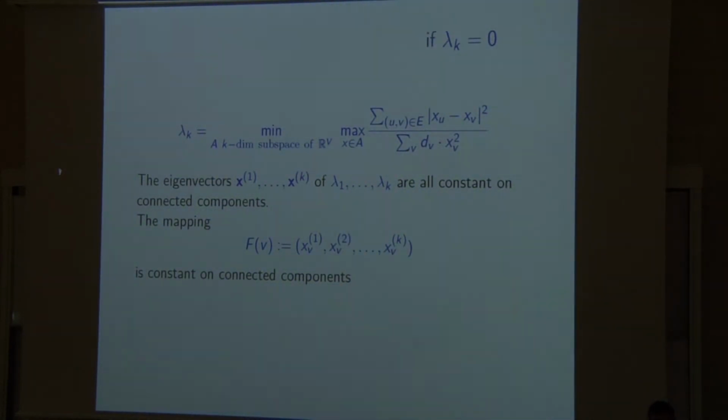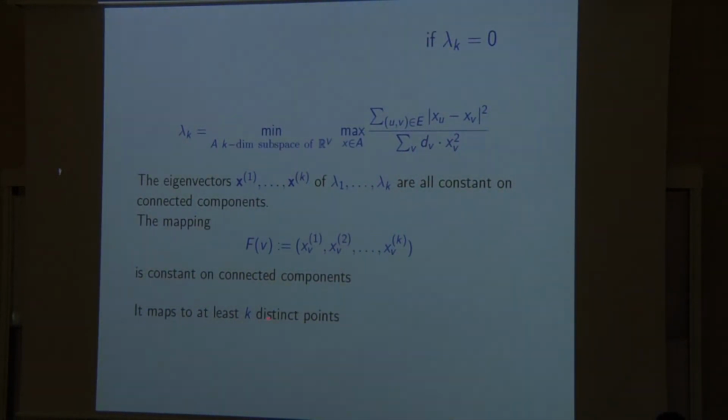Another way of thinking about this is that if lambda k is 0, you compute this mapping, and you see that two vertices get mapped to two different points in space. That means that there is no path between them. They belong to different connected components. And the other observation is that when I look at how this embedding looks, the vertices have to end up in at least k distinct points.